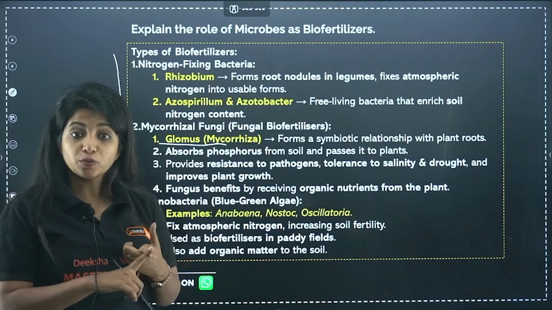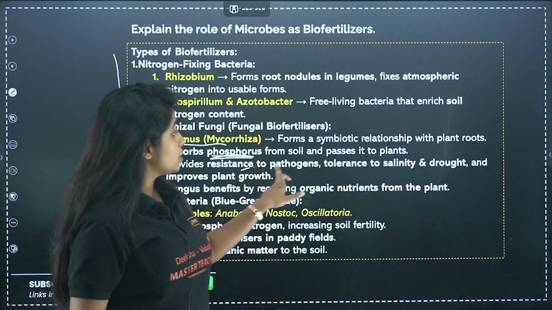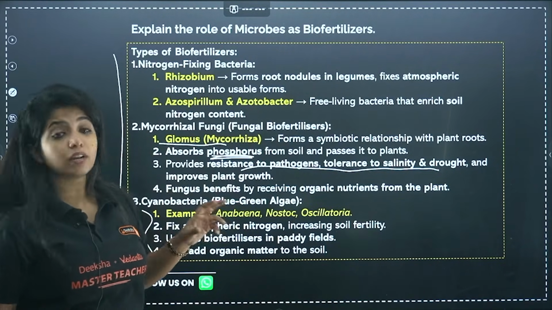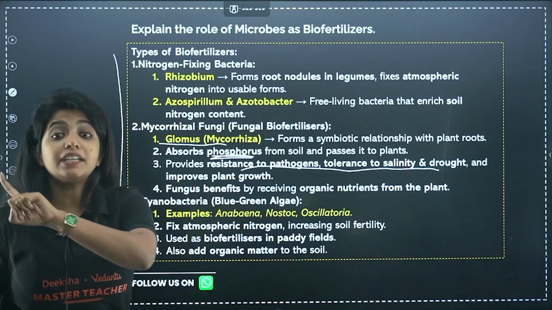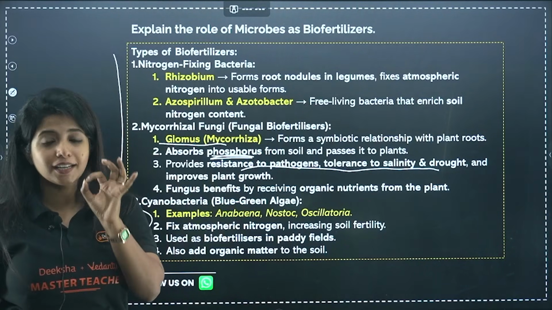Okay, and mycorrhizal fungi basically provide what and all. Fungi provide basically phosphorus, that is a very important thing. It provides phosphorus from the soil, it provides resistance to pathogens, tolerance to salinity and drought, and also helps in overall growth and development. It does not help in yield increase.